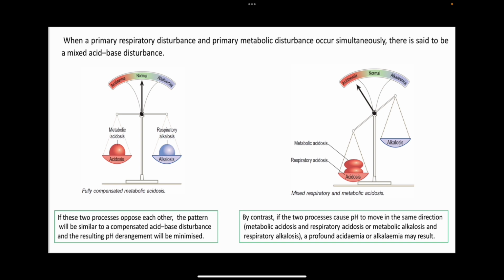In the second image, which is a mixed respiratory and metabolic acidosis, by contrast, if these two processes cause the pH to move in the same direction, that is metabolic acidosis and respiratory acidosis, or metabolic alkalosis and respiratory alkalosis, a profound acidemia or alkalemia may result. So your pH will be exaggeratedly high or low, and a single derangement won't be able to explain the change in pH.